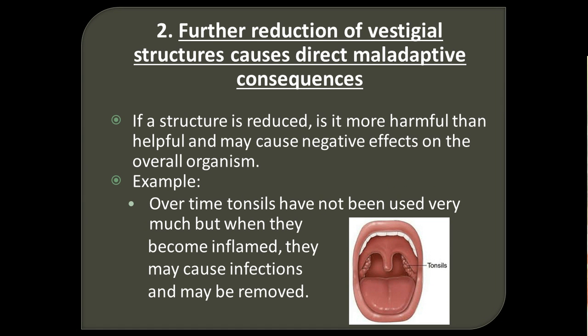2. Further reduction of vestigial structures causes direct maladaptive consequences. This would mean that if a structure is reduced, it is more harmful than helpful and may cause negative effects on the overall organism. An example of this would be the tonsils that have not been used very much today, but when they become inflamed, they may cause infection and have to be removed.